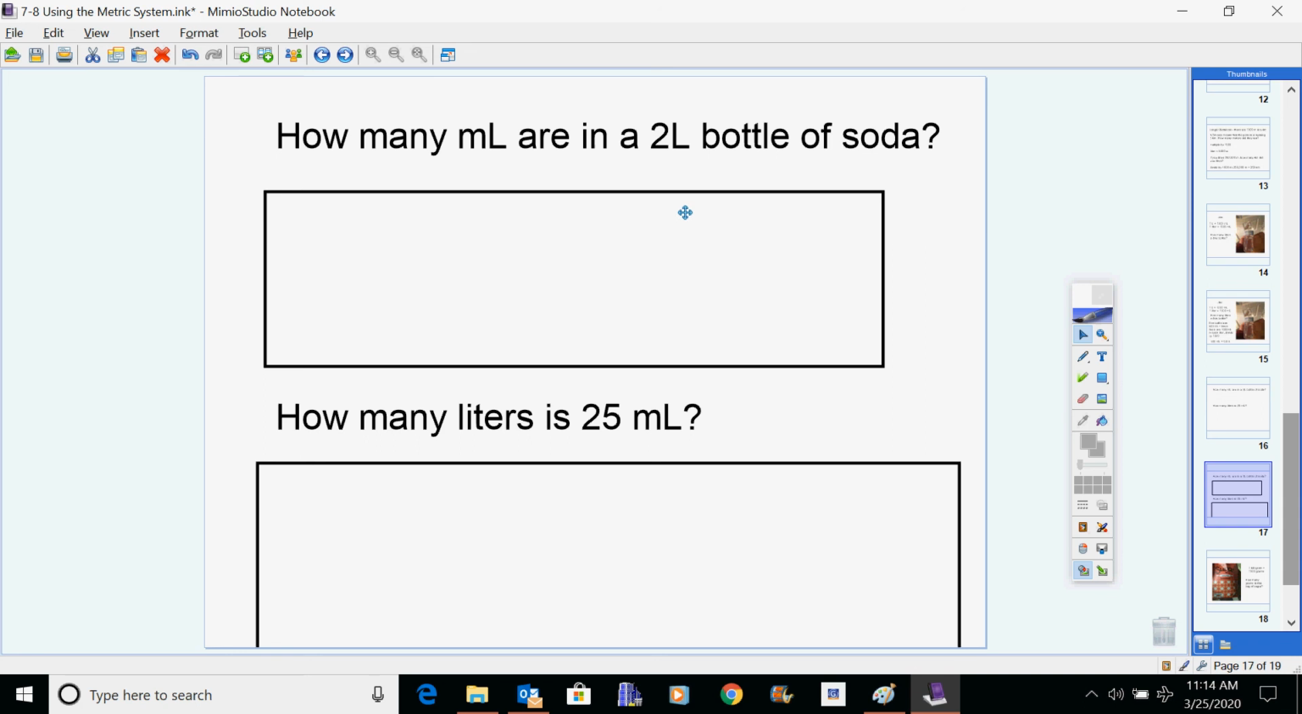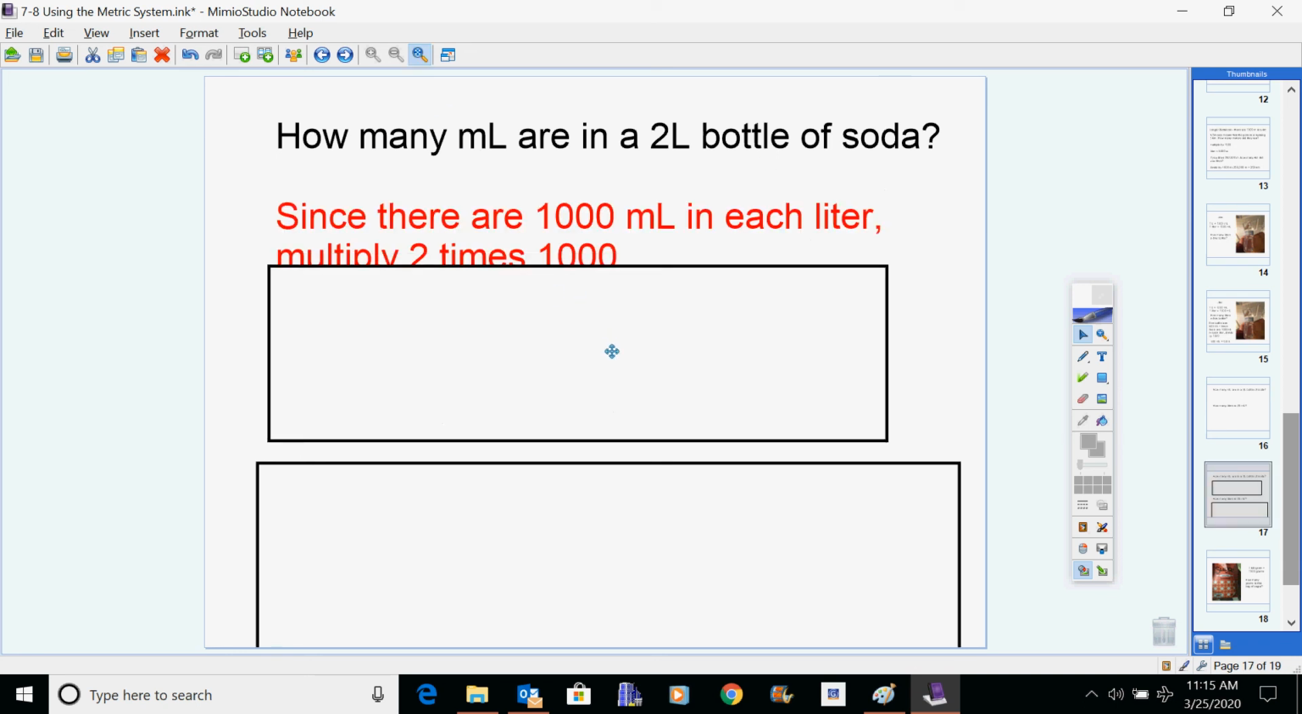So 1,000 of those little tiny milliliters are in each 1 liter. So since we've got 2 liters, that's a much bigger unit. It's not one of those little ones. So it must mean that there's an awful lot of the tiny ones. We're going to multiply by 1,000.